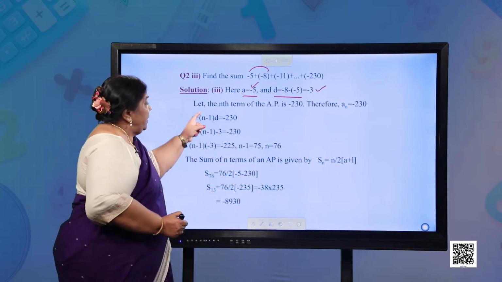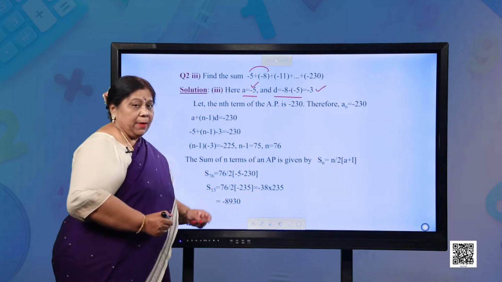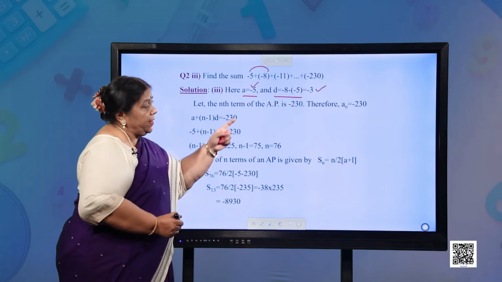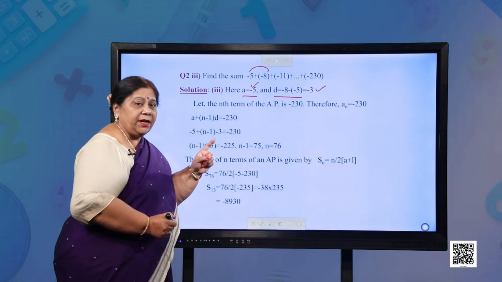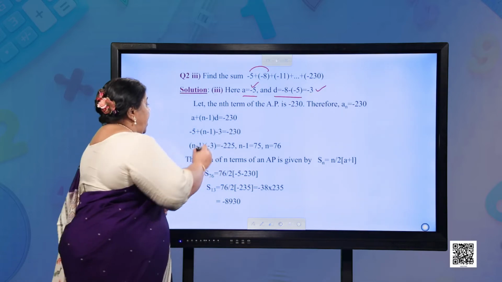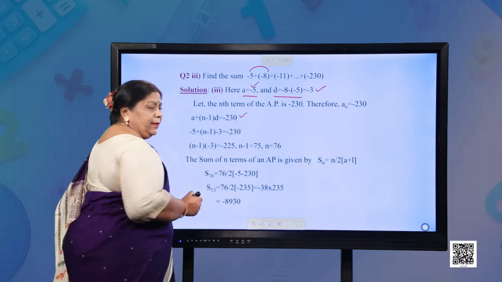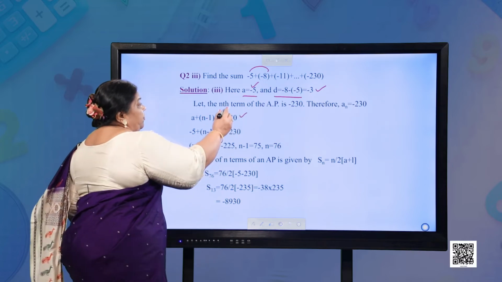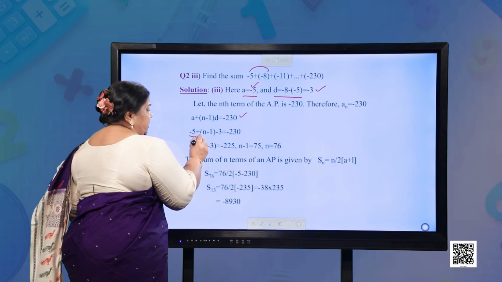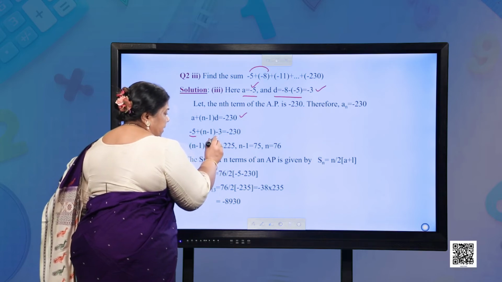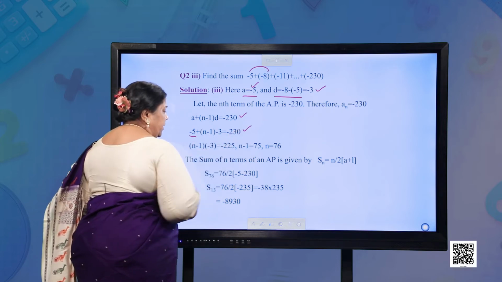Okay. Let the nth term of the AP be minus 230. So, an is equal to minus 230, we will substitute. We have a plus n minus 1 into d is equal to minus 230. What is the value of a? Minus 5 plus n minus 1 into minus 3 is equal to minus 230.